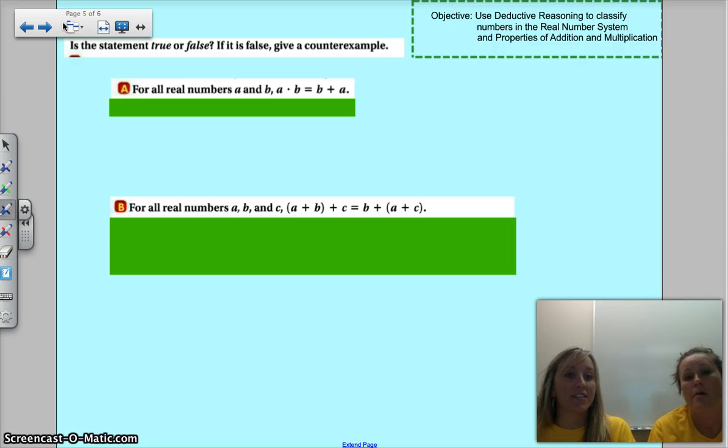It's a fast one. Okay, is the statement true or false? If it is false, give a counterexample. Okay, don't ignore the counterexample part, guys. You have to give it, or you're only going to get half the credit.